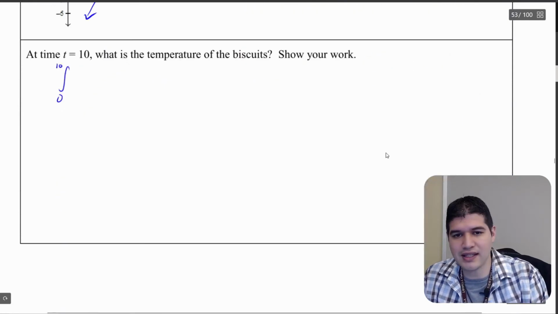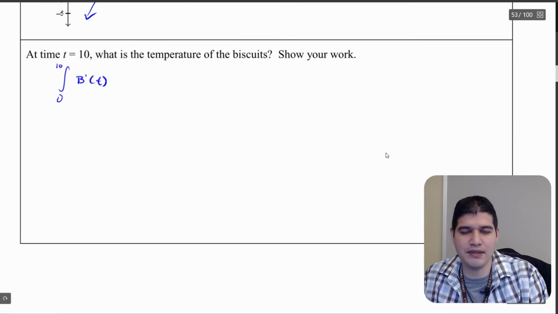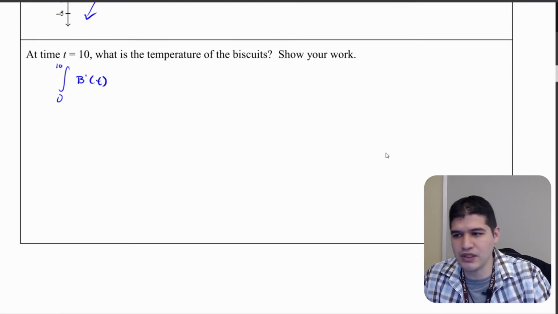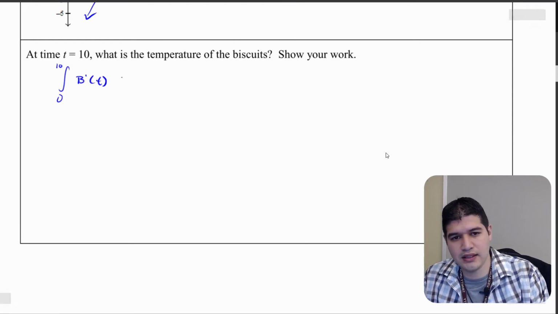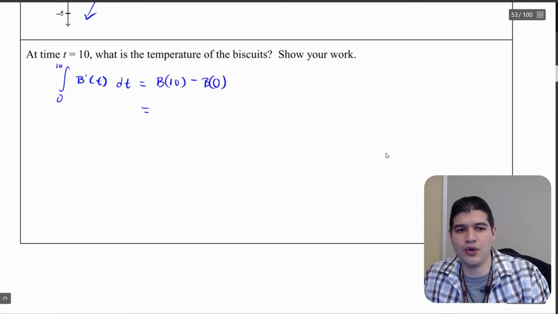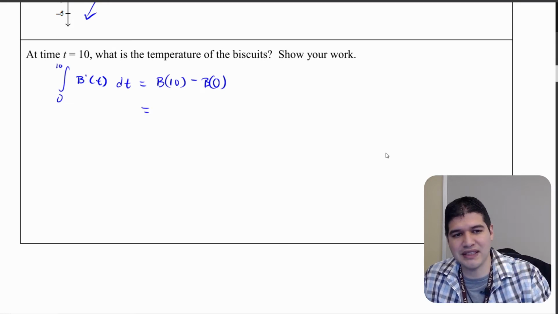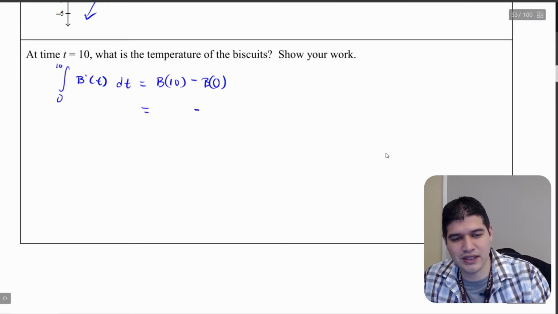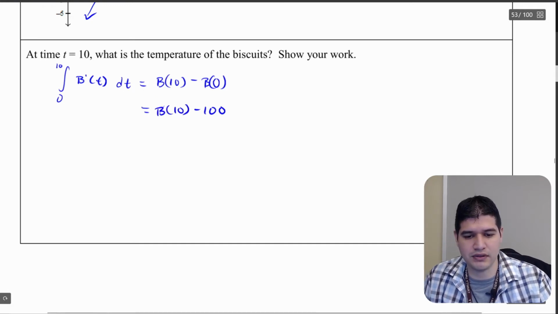So as I write this out, I'm just going to write b prime of t, because in my calculator in a second, I'm going to put in the full equation. dt, and that's going to be equal to b of 10 minus b of 0. So what ends up happening is I know that the temperature at t equals 0 is going to be minus 100. We want to figure out what it is at b of 10. So let's find this definite integral.